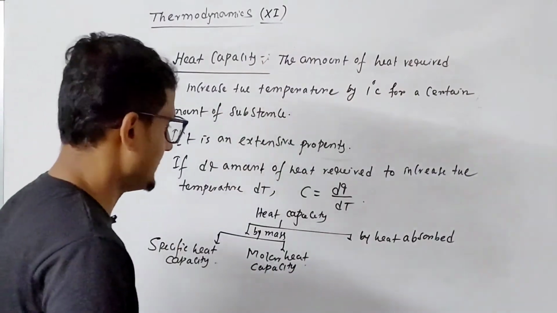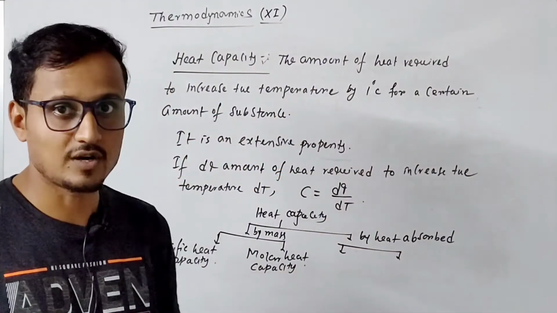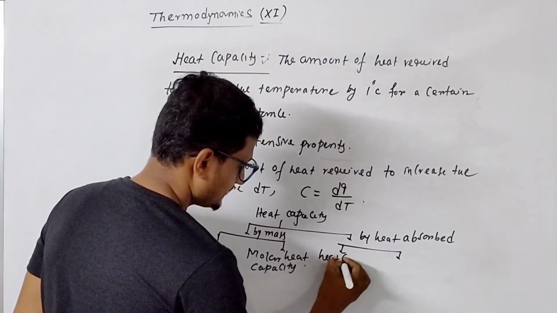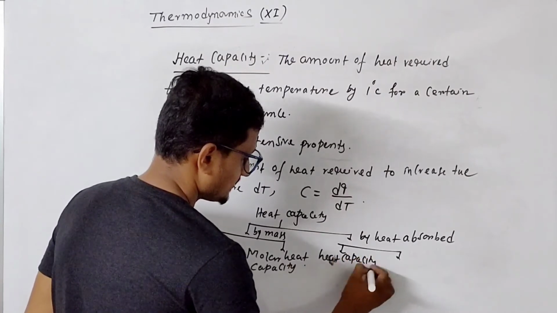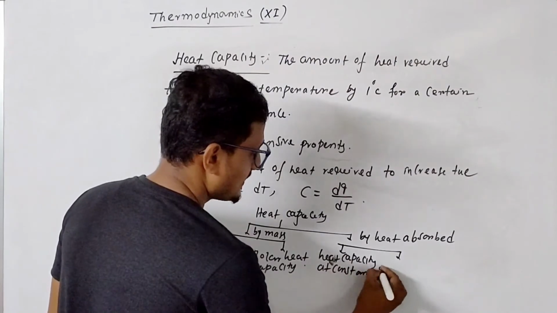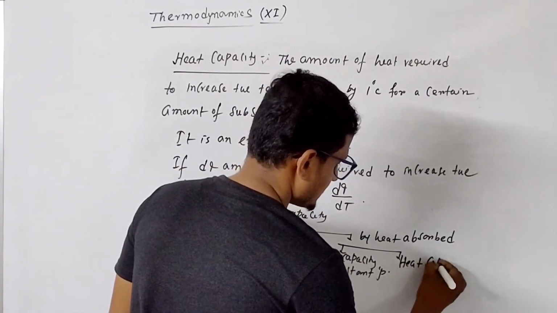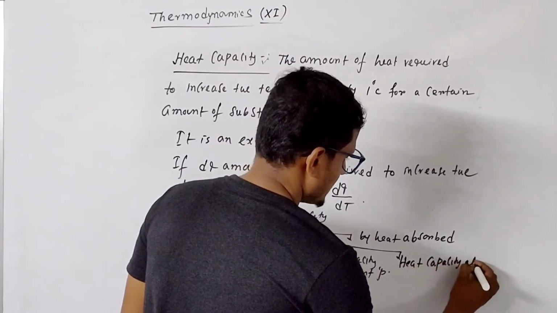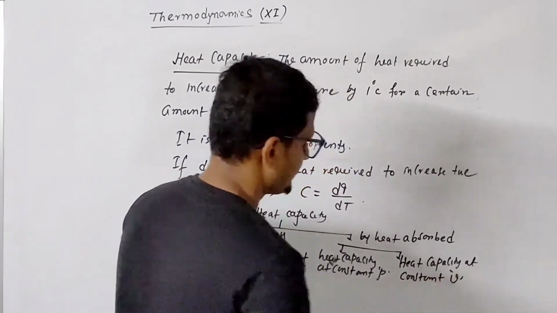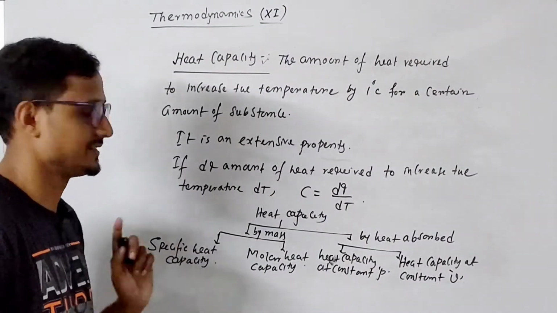Molar heat capacity. And here, by heat absorbed, the heat capacity is of two types. One is Cp, that means heat capacity at constant P, and the other is heat capacity at constant V. Okay, now what is the specific heat capacity here?